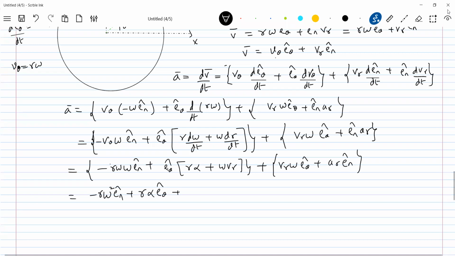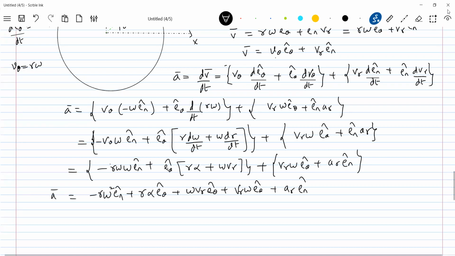Vr, what can you write it as? Vr we can write as radial velocity. No, don't write Vr as this one. So V theta is r omega. Keep it as it is. So omega Vr e theta cap. So this will be Vr omega e theta cap. Plus this will be AR en cap. I'm interested in only a few parameters. So many are there. Let me go for this.